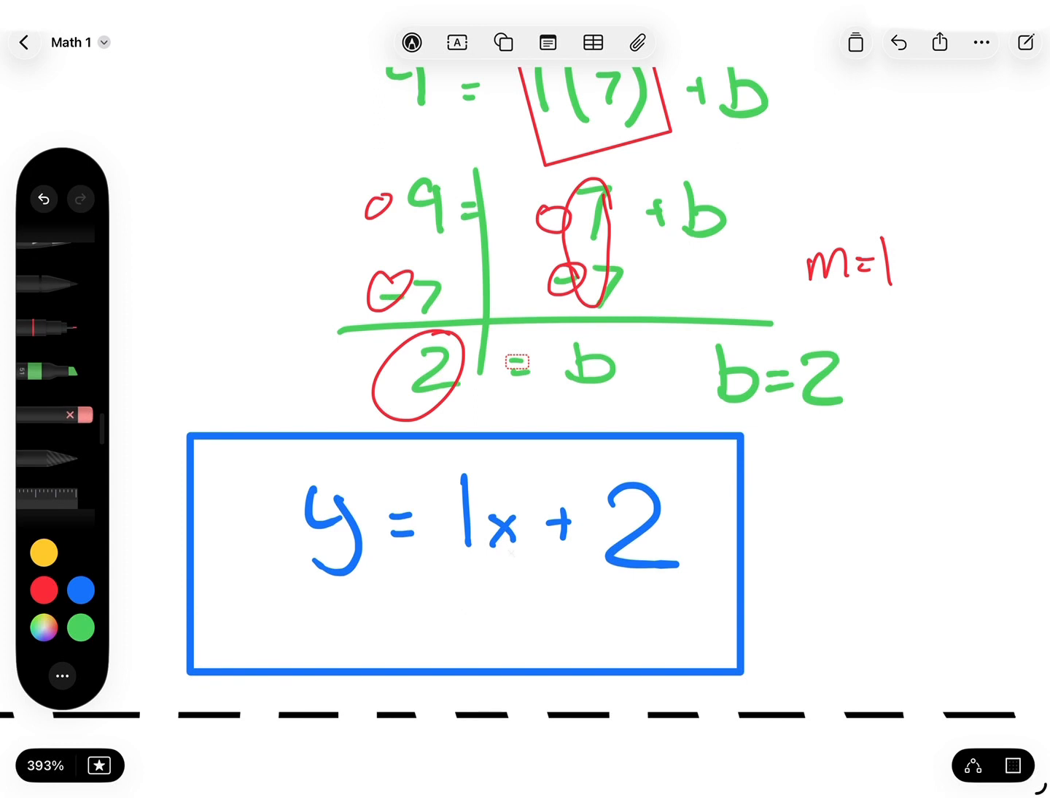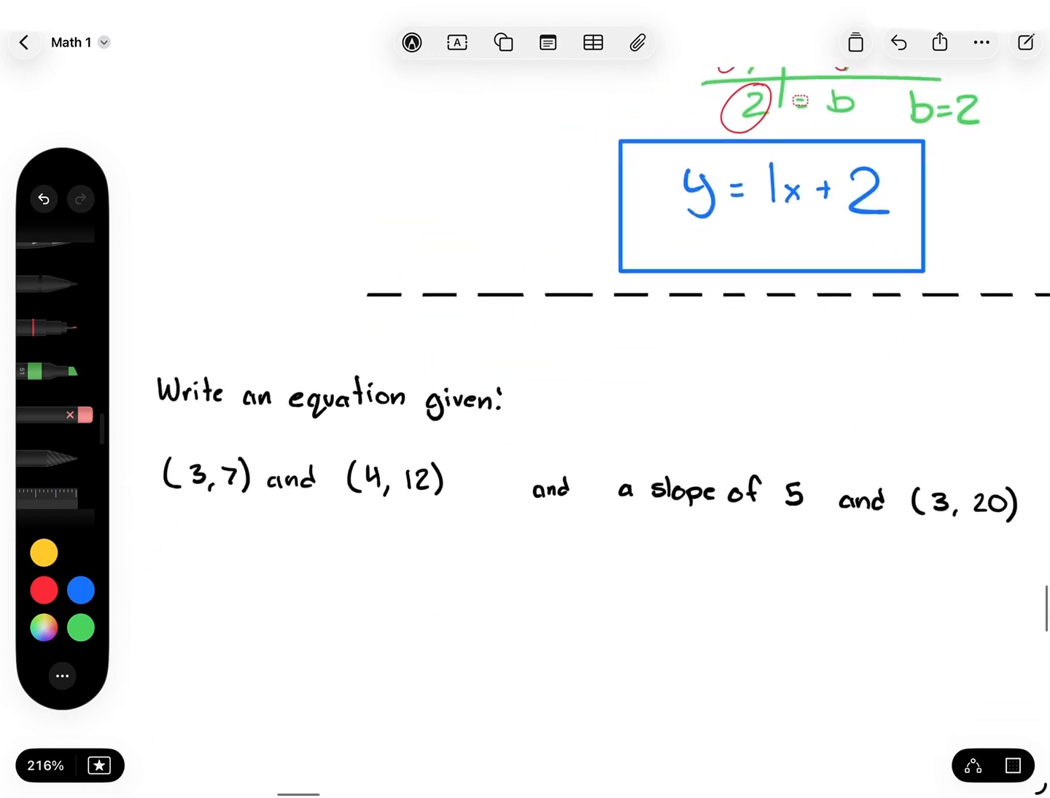Remember, if it does not have an x or a y, then it's not a function. And if these two numbers are the same, but you have different lines, then you did something wrong. Now let's go ahead and do some examples.